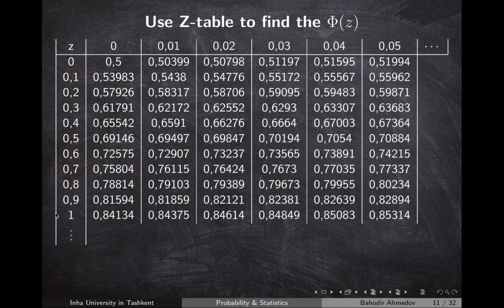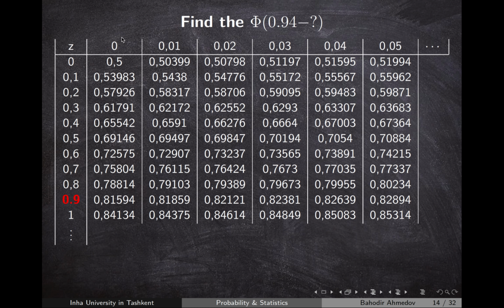So the first column and the first row are used for the values of the z, and all the values inside this table are the values of the phi, or the areas, right? So if I would like to find the area under the standard normal distribution curve until z is equal to 0, I need to find 0 from the first column and 0 from the first row. And the area, or the value of the phi at 0, is going to be the intersection, 0.5. Or for example, if I would like to find the value of the phi at 0.94, I'm going to find 0.9 from the first column.